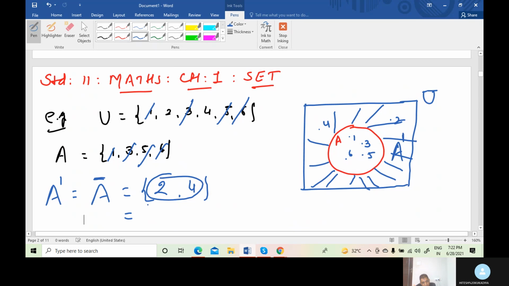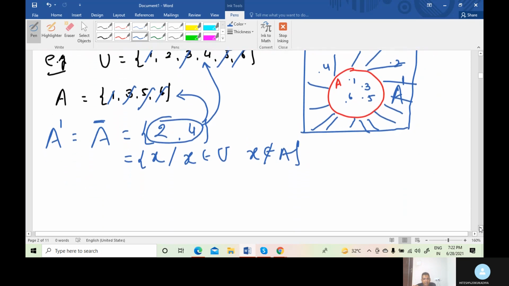For 2 and 4, we use the property method: the set of x such that 2 and 4 are contained in the universal set, but 2 and 4 are not contained in set A itself. So x belongs to the universal set, but x does not belong to set A. Is that clear, students? Okay.